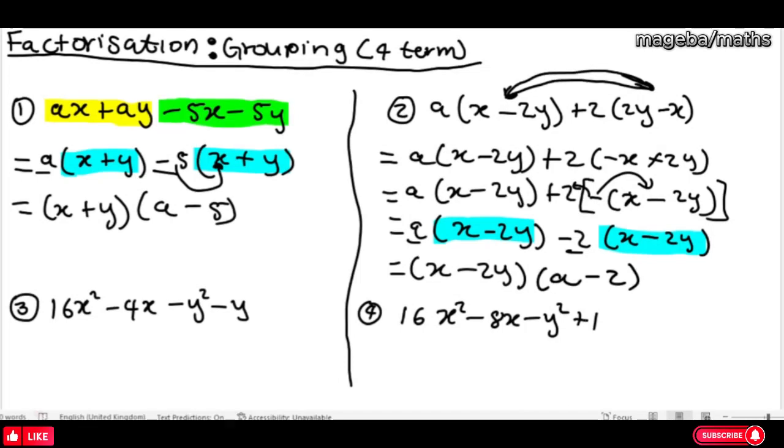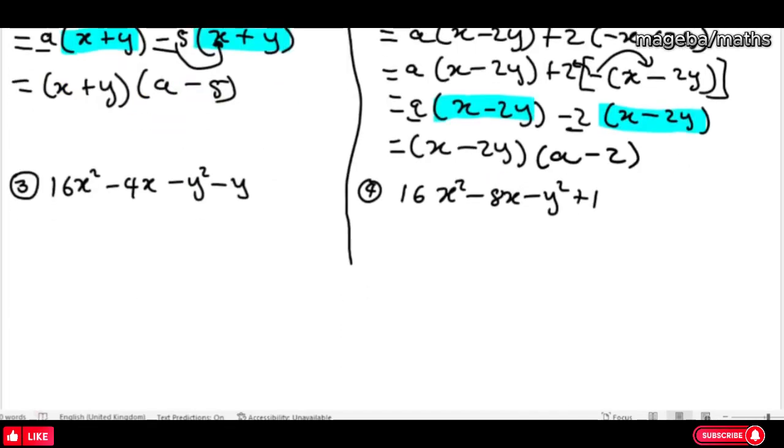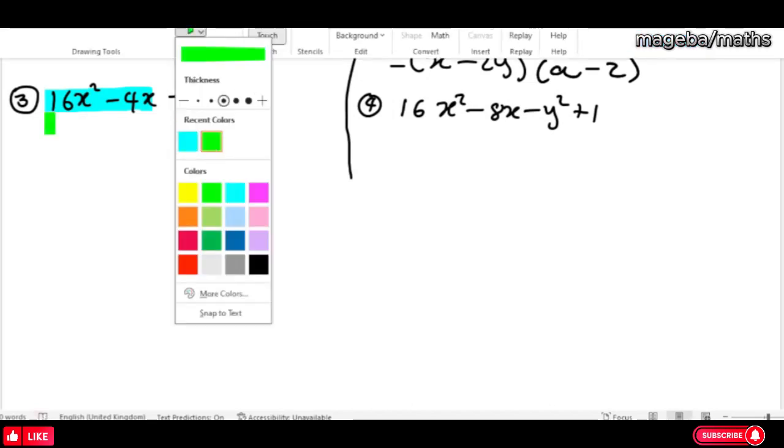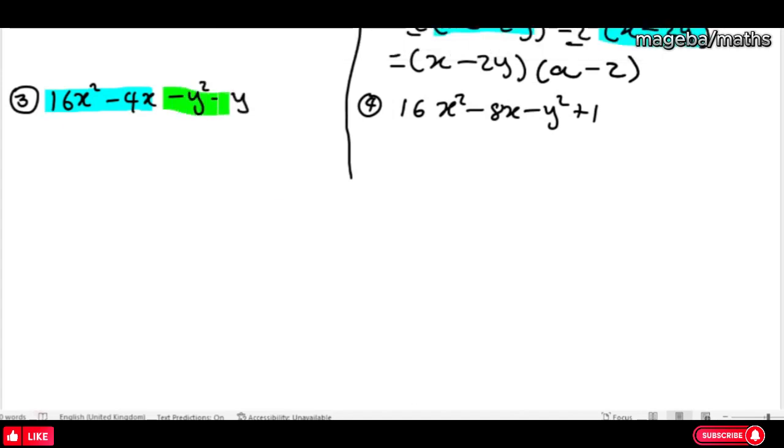I hope we still get it, guys. Now another question here. Remember, you're going to group the first one, which is this, and then the second one, which is this. Remember, after factorizing these two, I need to take out the common factor again. So is that going to help me?